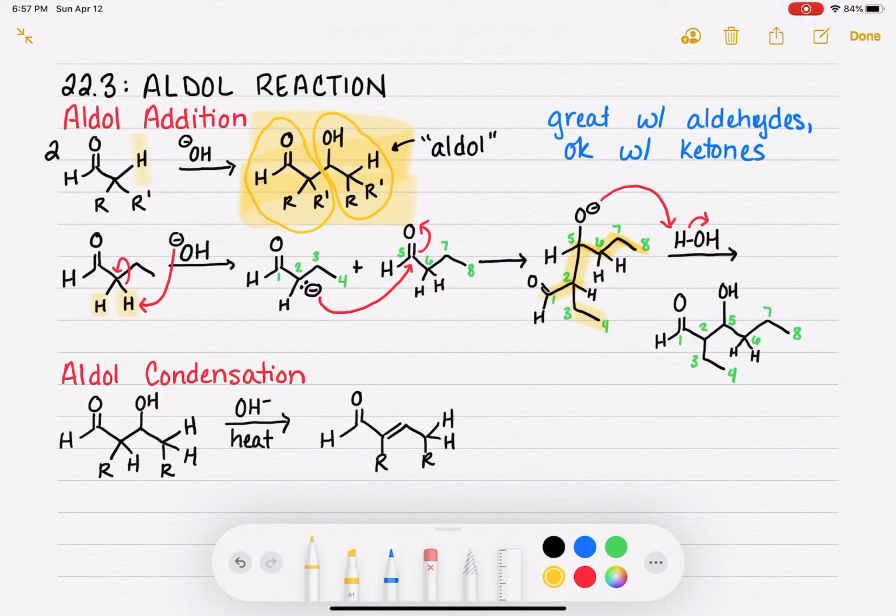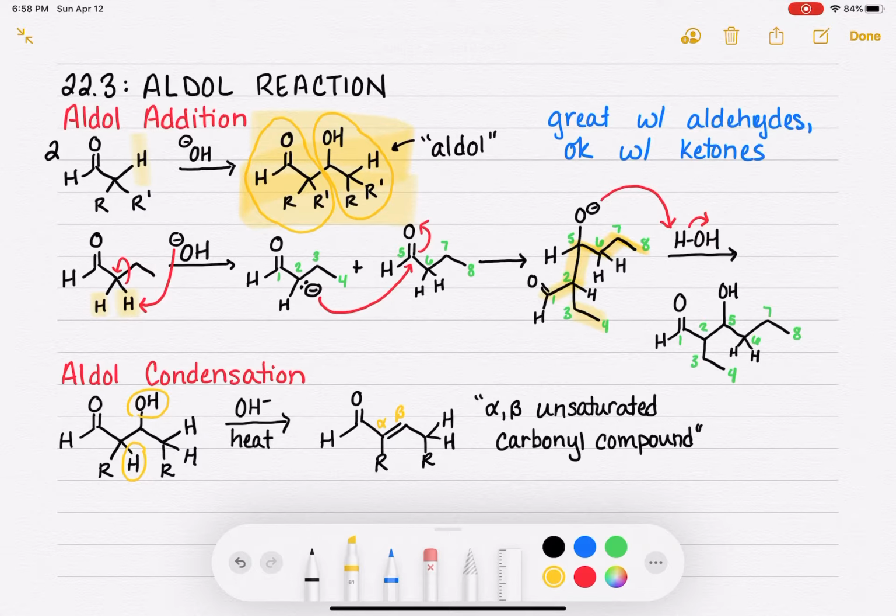This is, like I said, a dehydration where we're getting rid of a water molecule and we're forming this double bond between the alpha carbon and the beta carbon. So this molecule is sometimes nicknamed an alpha beta unsaturated aldehyde or ketone or just carbonyl. And that name is coming from the fact that we have created a site of unsaturation in between the alpha and the beta position for that carbonyl compound.